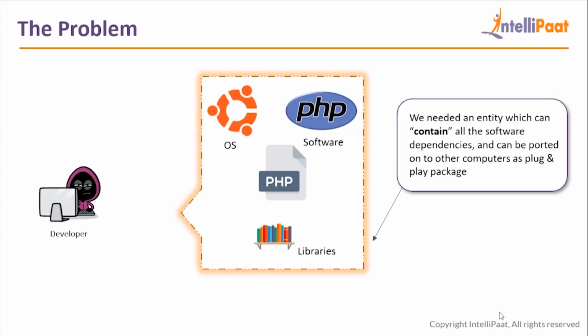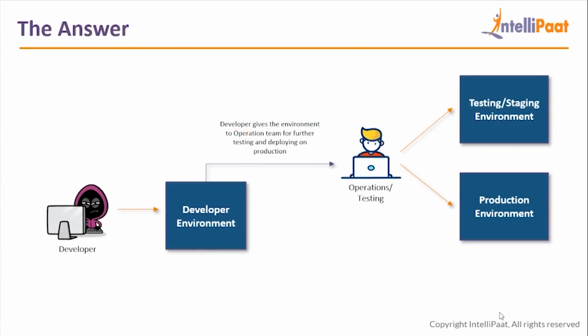We needed something smaller that could easily be given to some other person for testing, right? We needed something like that. We needed a wrapper around our files. And the answer was that if we get a wrapper which will contain all the files, then each and every environment of ours will become the same.